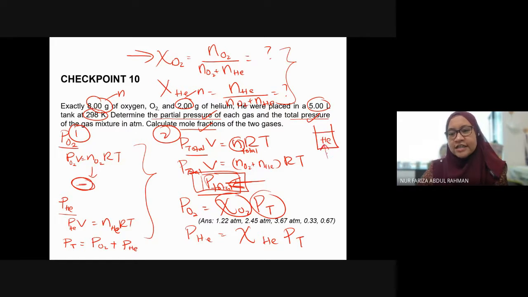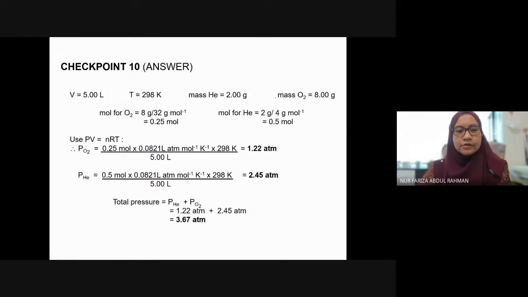So ini of course lah P total dia sama dengan P helium because helium is the only gas present in the container. So P total is the same as P helium. Okay? Dengan syarat hanya ada satu gas saja in the container. Barulah boleh the same as P total. Okay? Alright. So ini yang working solution lah just now. Okay? So you can calculate for the total pressure this way.